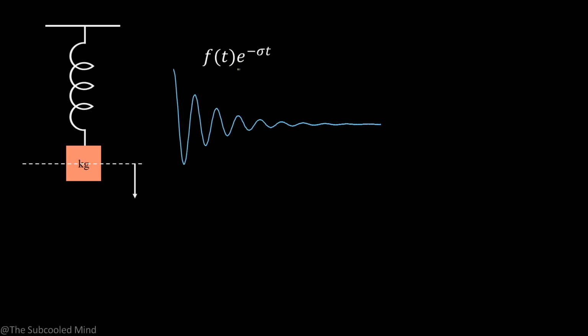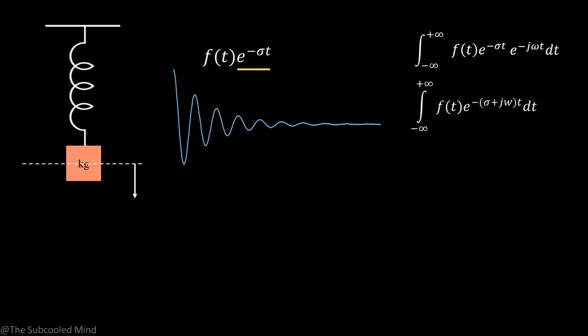So let's add that damping factor σ to our signal. Now, we can take the Fourier transform of this signal. We can rewrite it as e^(-(σ+jω)t). We can call this new variable σ+jω as s, and this new equation in s is called the Laplace transform.